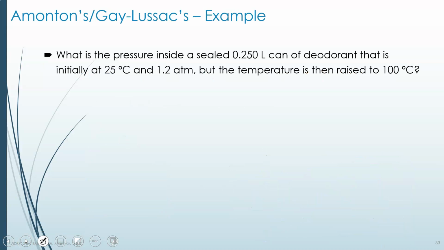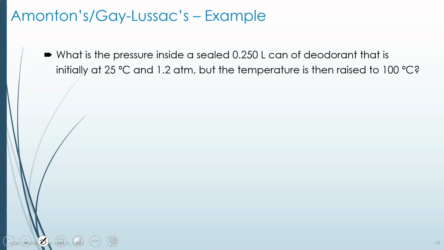So let's look at it in practice. What is the pressure inside a sealed 0.250 liter can of deodorant that is initially at 25 degrees centigrade and 1.2 atmospheres of pressure, but the temperature is then raised to 100 degrees centigrade? Well, don't ever do this at home because this could result in your can exploding, but let's assume the can does not explode and that the can is stable at that volume.